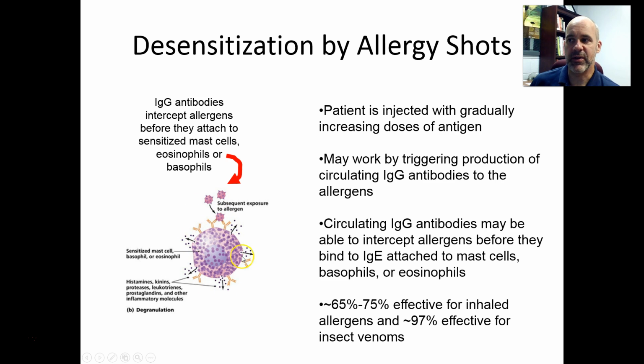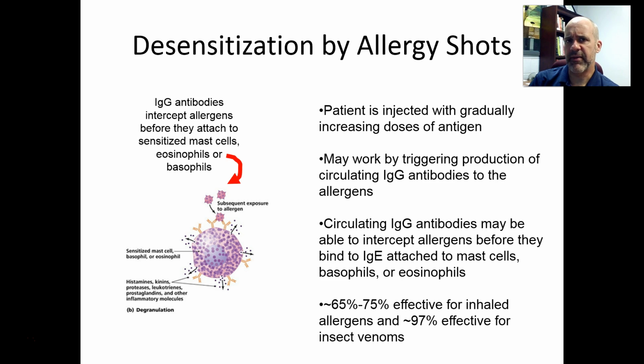Try to get those to intercept the allergens, dock onto the allergens, before those allergens have the opportunity to attach to those IgE antibodies that are sitting there on your mast cells or your basophils, or the eosinophils also get coated with them. So it's kind of an interception type thing. Let's have the patients make a different kind of antibody and have those IgG antibodies intercept these allergens before they can cause those mast cells or basophils to undergo degranulation.